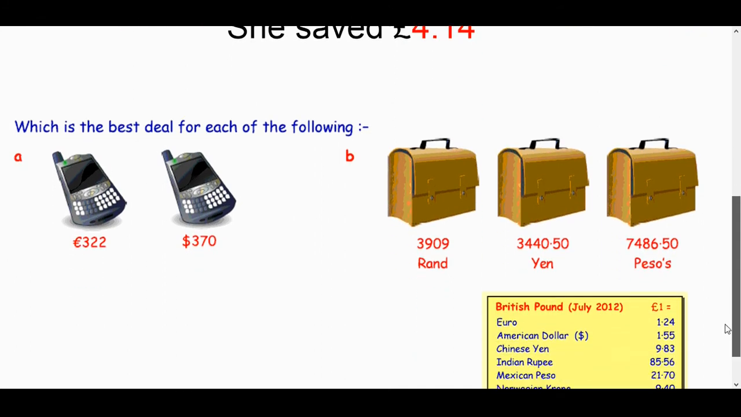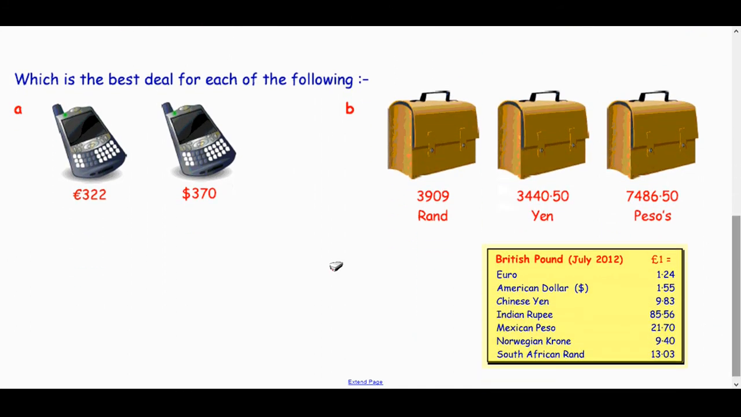So when dealing with these best deal questions, for example this one here, I'm not going to do this but I'll show you what the idea is. We've got a phone in euros and a phone in dollars. It's best to change them into the same currency to then compare them to get the best deal. So you would look at the exchange rate table here and you see that that's a euro sign. So divide that by 1.24, it'll get you that into pounds. There's dollars, so divide that by 1.55 and it gets that into pounds. And once they're both in pounds, it's easy to see the best deal. Same with these three suitcases. Change them into pounds and then you'll see which one's the best deal.